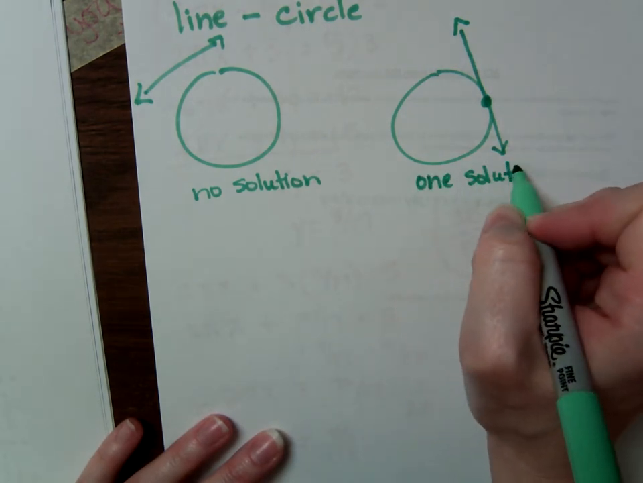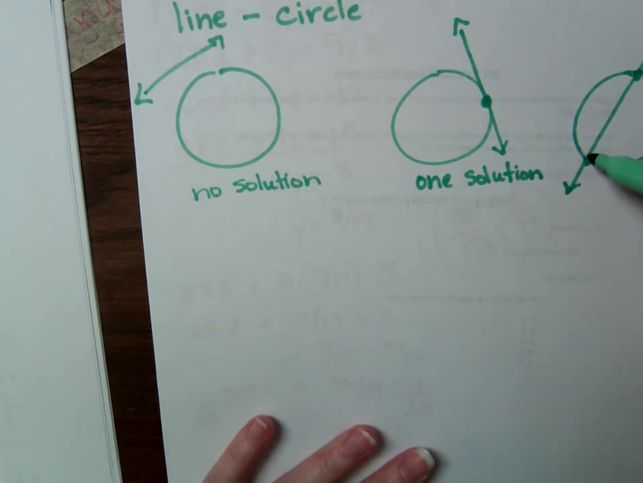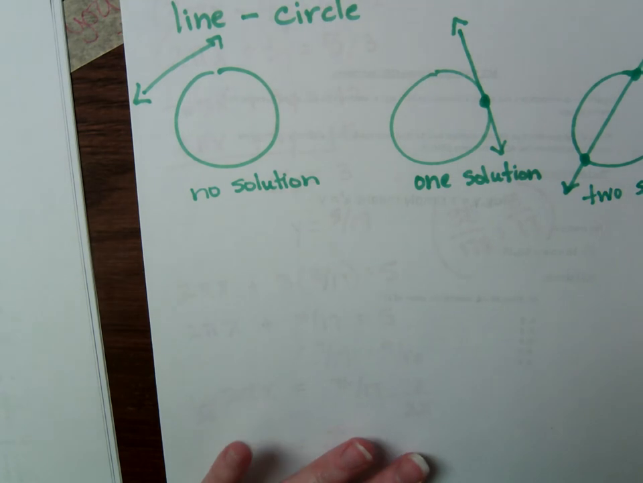One solution. Could it touch more than once? Yeah, touch it twice. It can just go straight through it. Two solutions. Any more than two? Can it go 3 times?